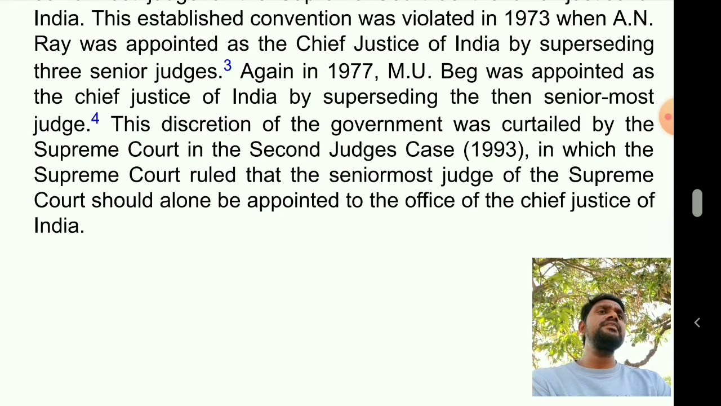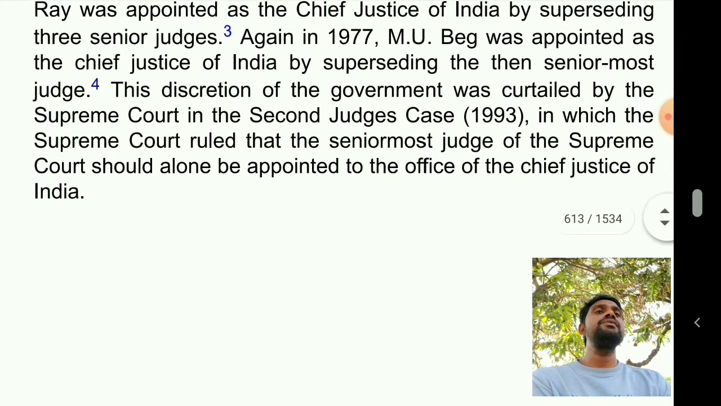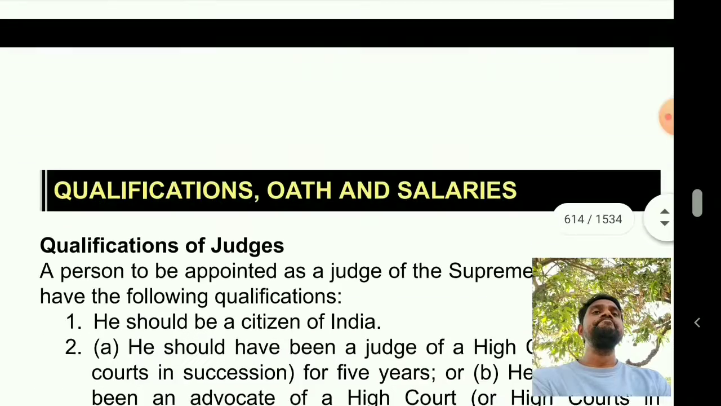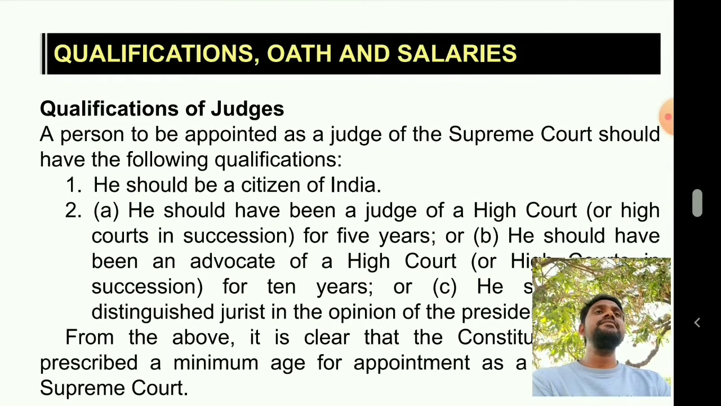This discretion of the government was curtailed by the Supreme Court in the Second Judges case, 1993, in which the Supreme Court ruled that the senior-most judge of the Supreme Court should alone be appointed to the office of the CJI. Next is, what are the qualifications, oath and salaries?